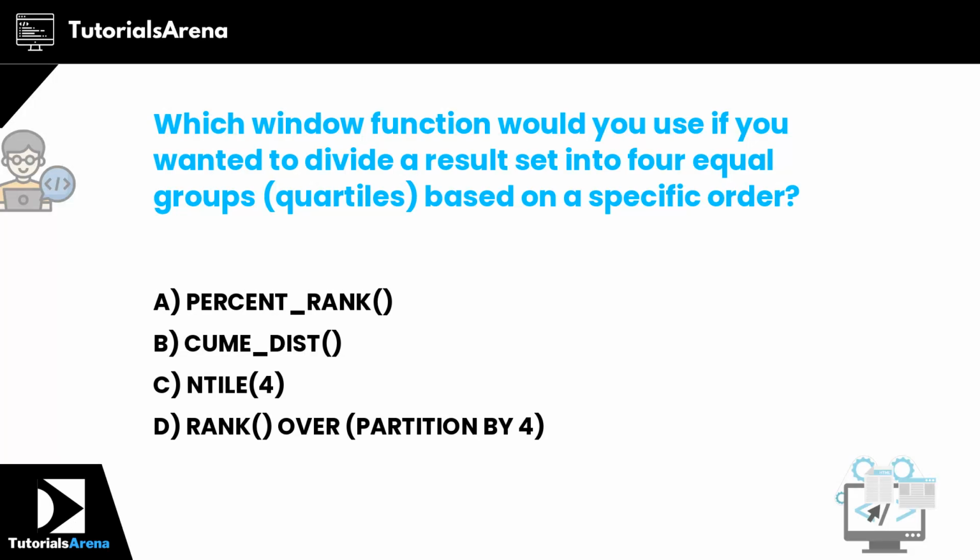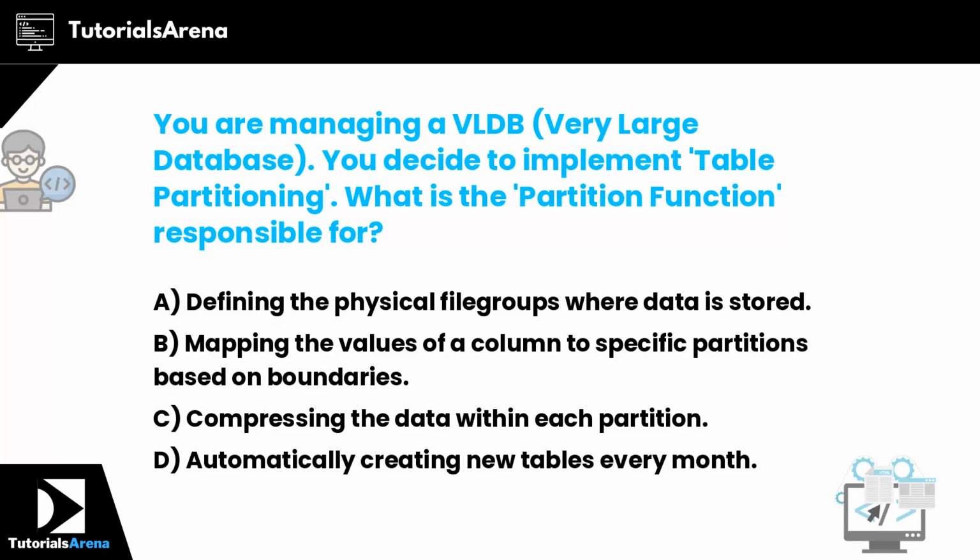Which window function would you use if you wanted to divide a result set into 4 equal groups, quartiles, based on a specific order? Answer is C, NTILE 4. You are managing a VLDB, very large database. You decide to implement table partitioning. What is the partition function responsible for?